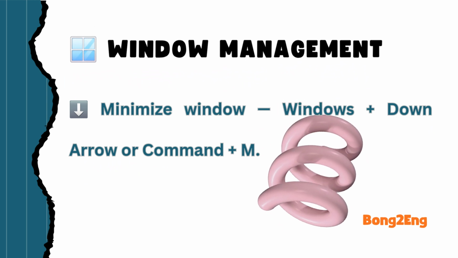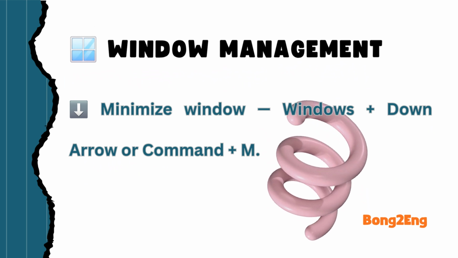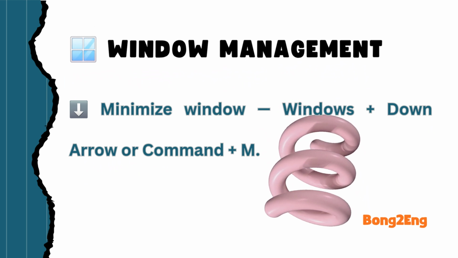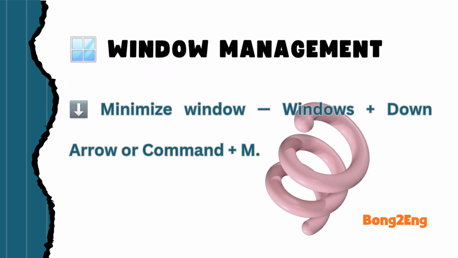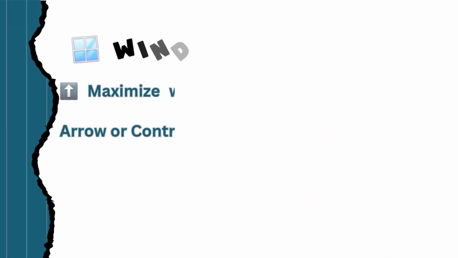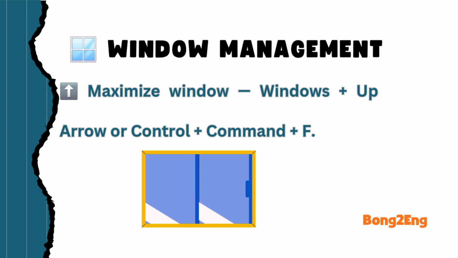Minimize a window. Press Windows plus down arrow or Command plus M. This shrinks the current window so you can clear space on your screen and focus on something else. Maximize a window. Press Windows plus up arrow or Control plus Command plus F. Your window will fill the entire screen, perfect for working without distractions.